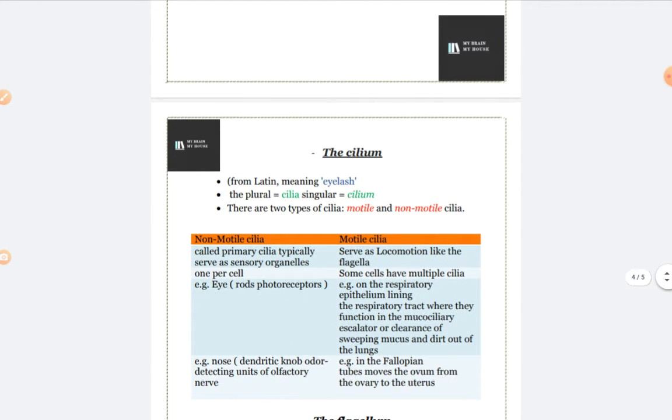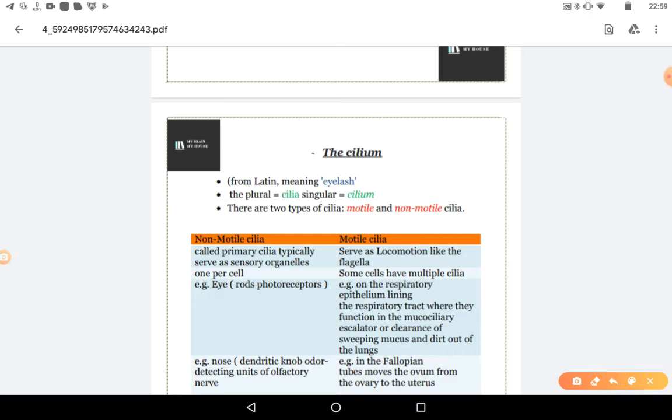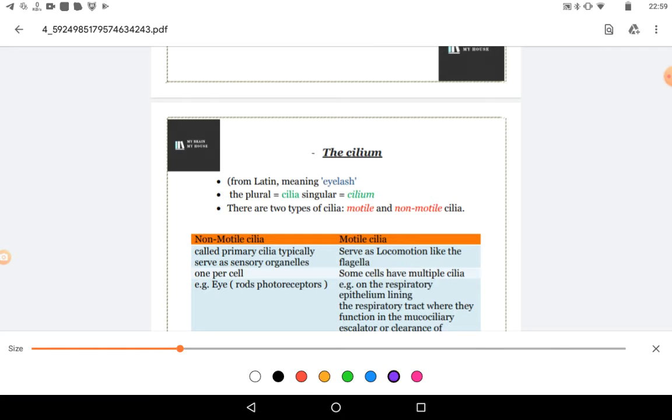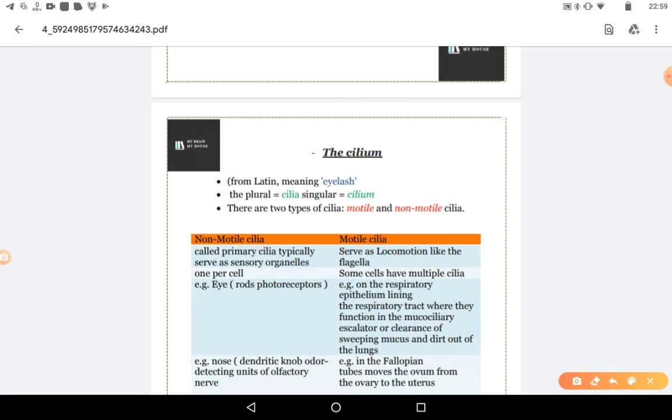Non-motile cilia, called primary cilia, typically serve as a sensory organelle. Motile cilia serve in locomotion, like flagella, moving. Okay, I'm going to explain these things. Non-motile cilia are one per cell. Some cells have multiple motile cilia.